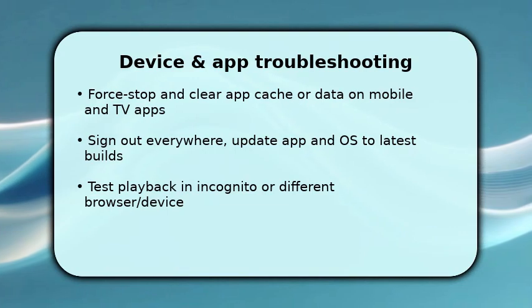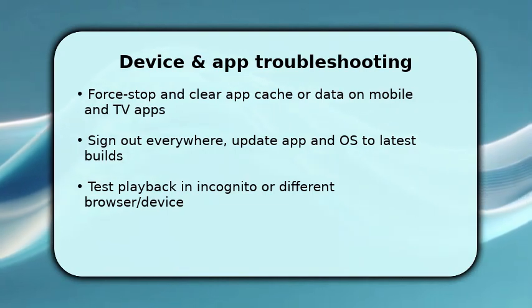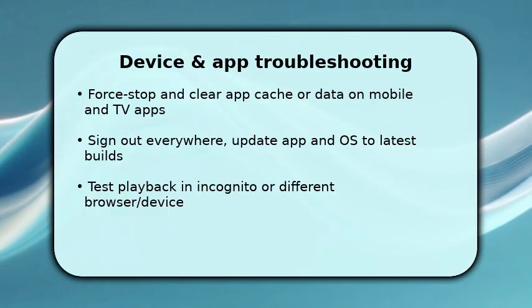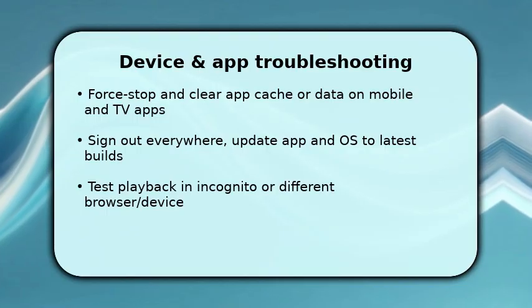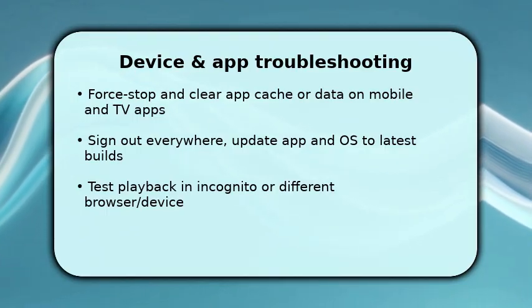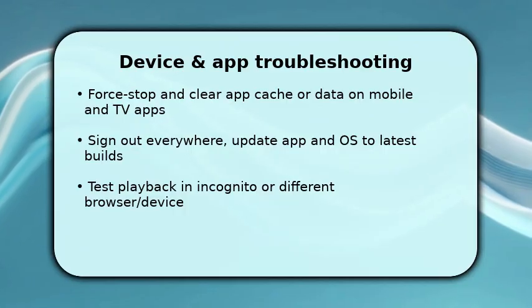Next, you tackle device and app issues because many premium problems are local. Force stop the YouTube app, clear cache, and if needed, clear app data. This removes corrupted state. Sign out on all devices to reset session tokens, then sign back in.